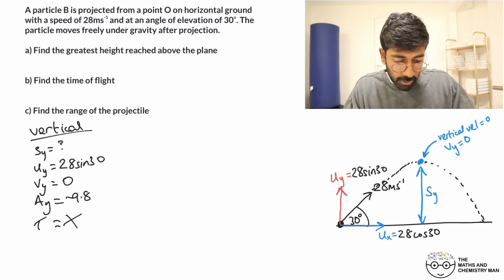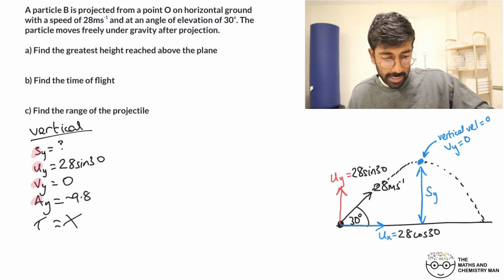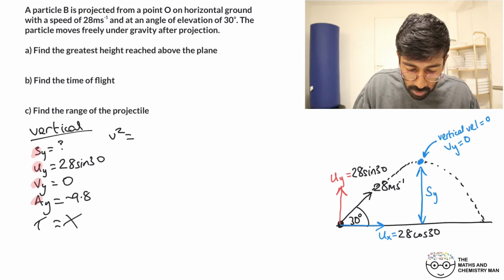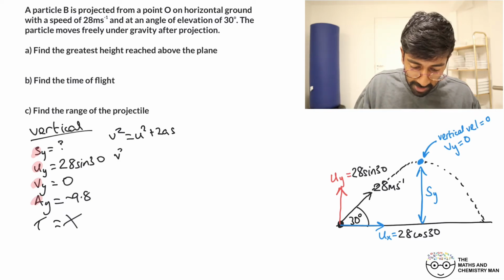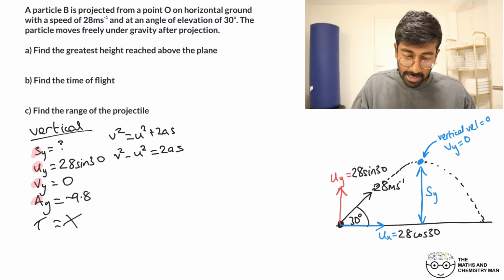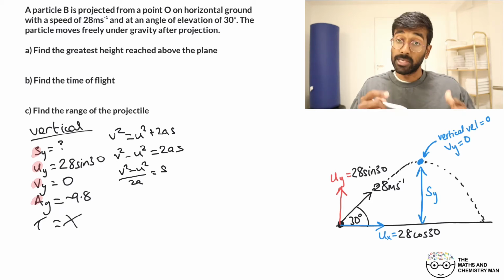So now if you highlight the info we've got s, u, v, and a. What equation has those things? That would be v squared equals u squared plus 2as. And now we're looking for s, so we need to rearrange this very slightly. That'd be v squared minus u squared equals 2as, so v squared minus u squared over 2a equals s.